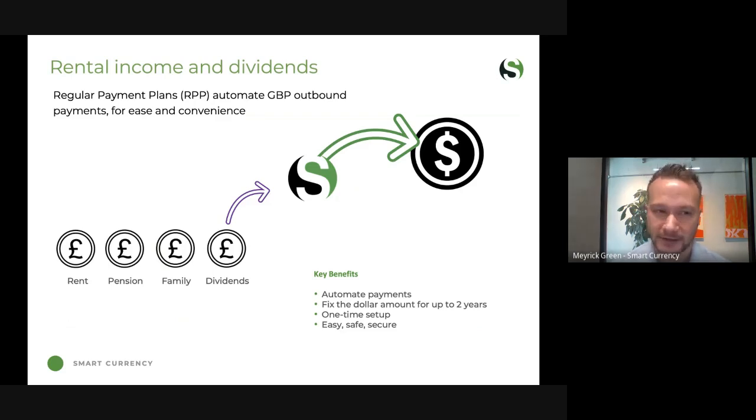It's more of a convenience, peace of mind, and potentially might save you a bit on your bank fees if you're banking with a UK bank, for instance. Also, you can lock in that rate using a forward for budget security. So that's a whistle-stop tour of smart currency. And I think the key part here is speak to somebody, understand your plans, look at the risk, quantify the risk, and see if there are ways that you can mitigate and minimize that risk.